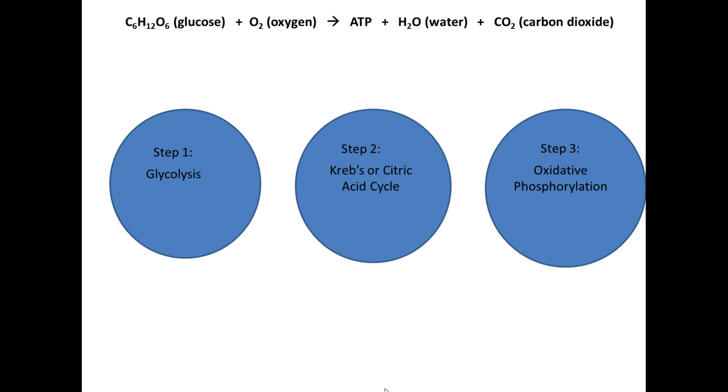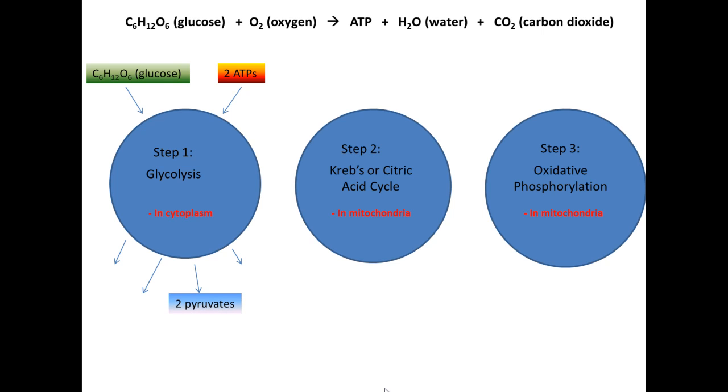The next thing I asked you to write down is where these occur. Glycolysis happens in the cytoplasm, the Krebs cycle happens in the mitochondria, and oxidative phosphorylation happens in the mitochondria. So let's look at the inputs for glycolysis. There are 2 inputs, glucose and 2 ATPs. If we look at the outputs, there are 4 outputs of glycolysis. We're going to get 2 pyruvates that came from splitting the glucose. We're going to get some NADH, our loaded taxicabs. We're going to get 4 ATPs, and we're going to get a little bit of water. So that's our first step.